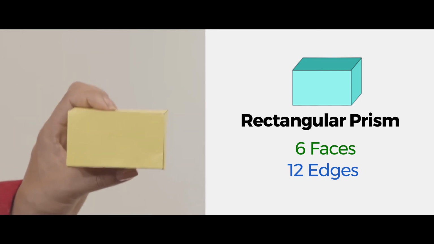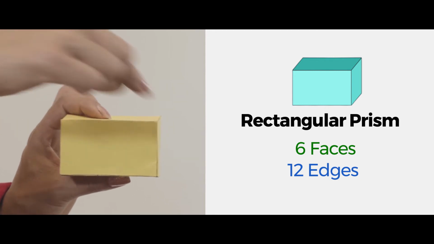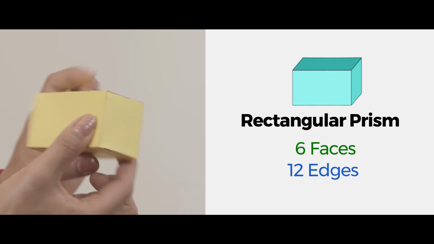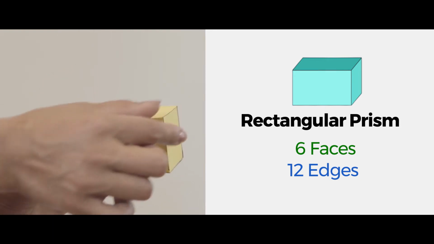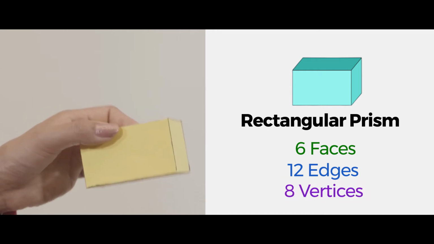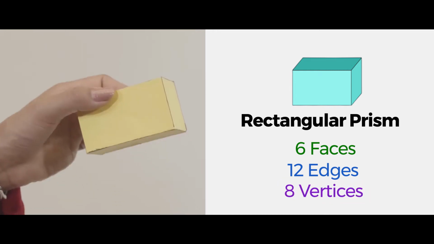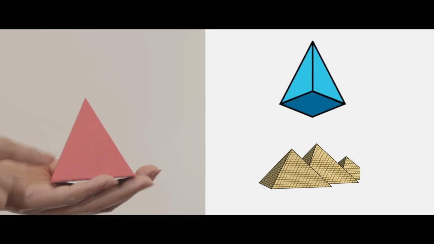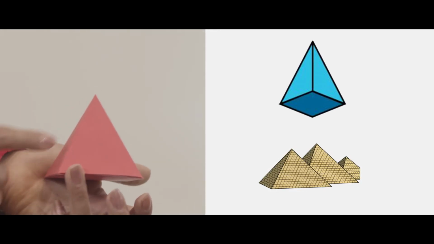Now let us look at the vertices. 1, 2, 3, 4. Turn it around. 5, 6, 7, 8. So this shape has 8 vertices. Okay, now let us take a look at another shape here. This shape resembles Egyptian pyramid.